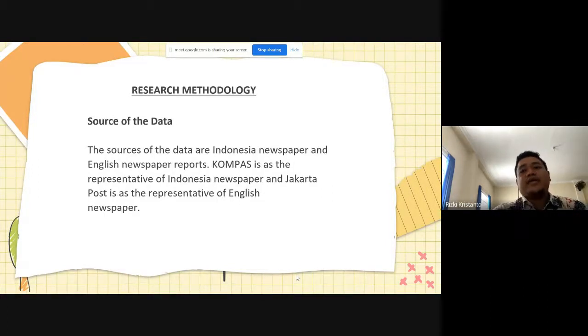And the source of the data of this article is from Kompas. Kompas, as we all know, is the representative of Indonesian newspaper, and Jakarta Post is the representative of English newspaper. So these two newspapers are very familiar to all Indonesian people. The same thing with the researcher in this article too. I think they take two familiar and famous newspapers from Indonesia. Next, please.